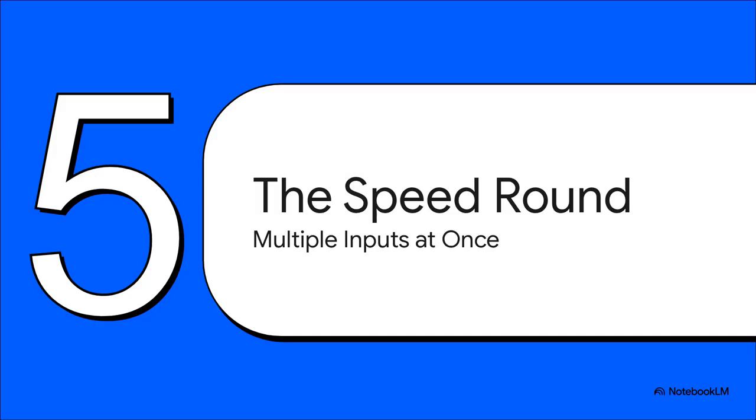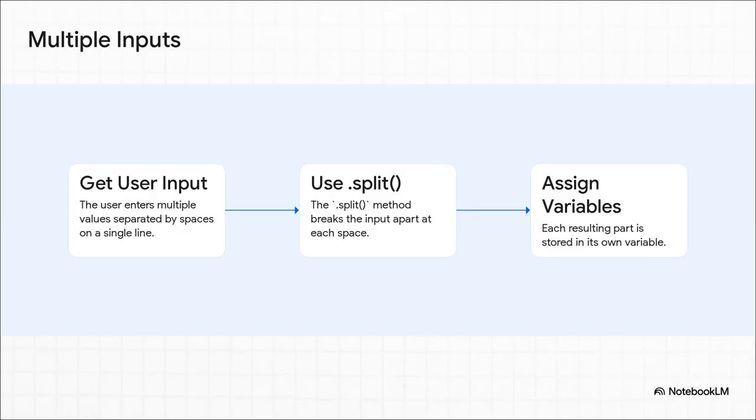All right, let's level up. What if we want to make our conversation a little more efficient? What if we want to grab a few pieces of information all at once? Well, you can totally do that. Welcome to the speed round. The process is actually pretty straightforward. We'll ask the user for a few different values, maybe separated by a space.